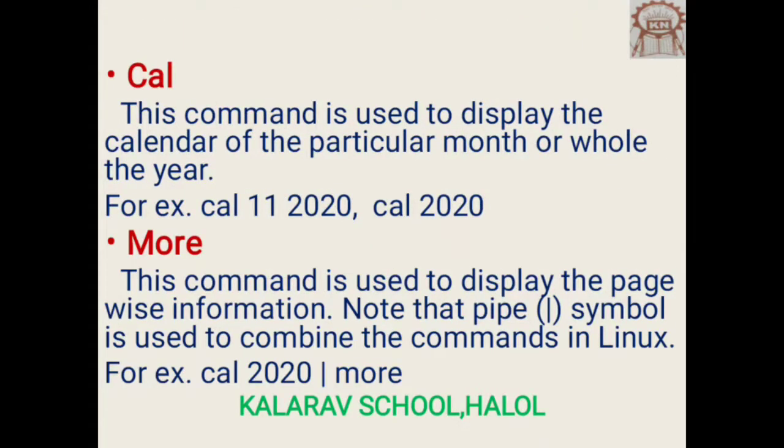Now we discuss a general purpose command of the Linux operating system, cal. This command is used to display the calendar of a particular month or the whole year. Cal means calendar. The calendar command displays a calendar of a particular month or year. For example, cal 11 2020. This command displays the calendar of the month of November 2020, and cal 2020 displays the calendar of the whole year.